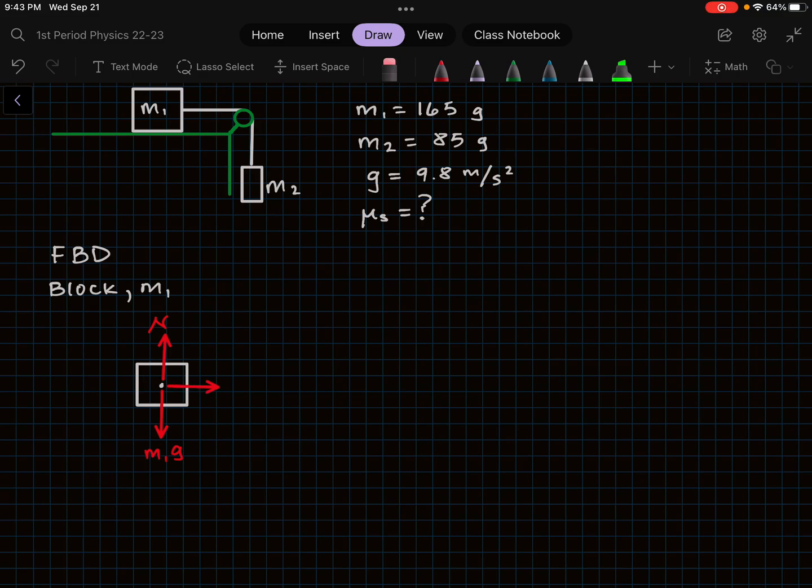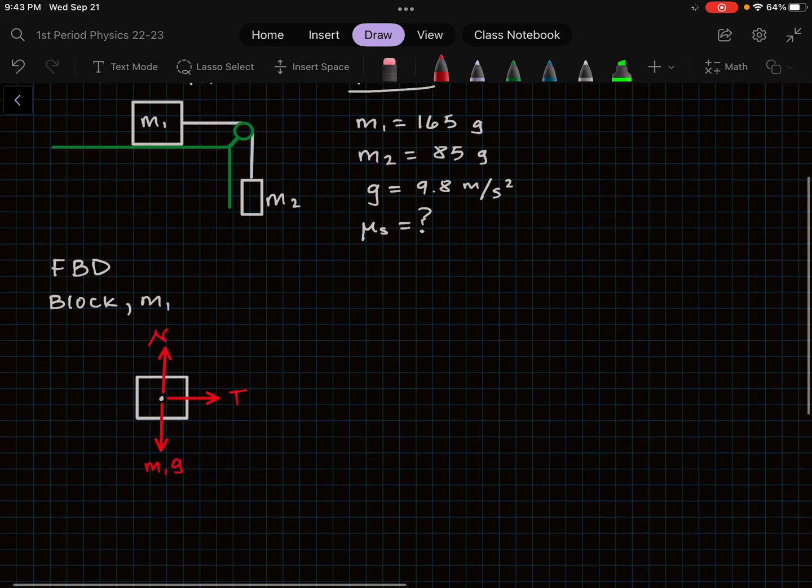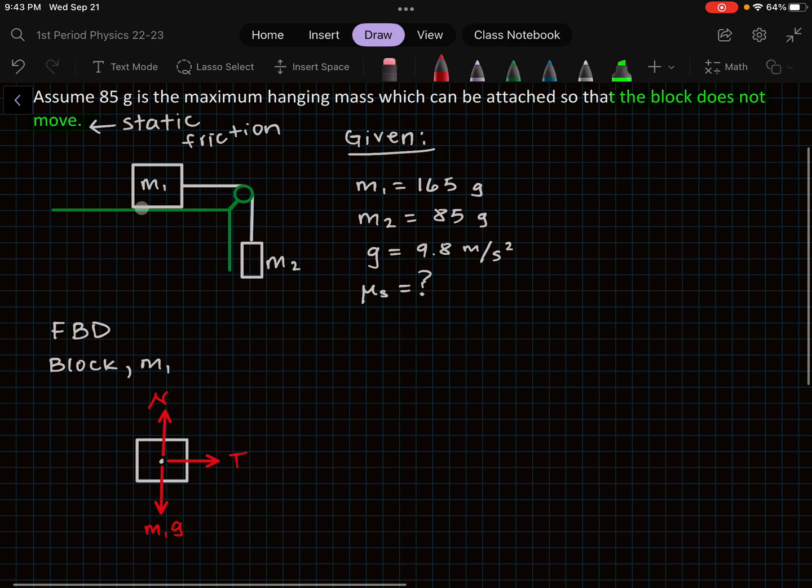There you go. Tension is away from the center of mass, and we use capital T for tension. And friction is acting against tension, right? Because tension wants to pull the block to the right. Due to the fact that this is not moving, it means that friction is acting in the opposite direction, which is to the left.